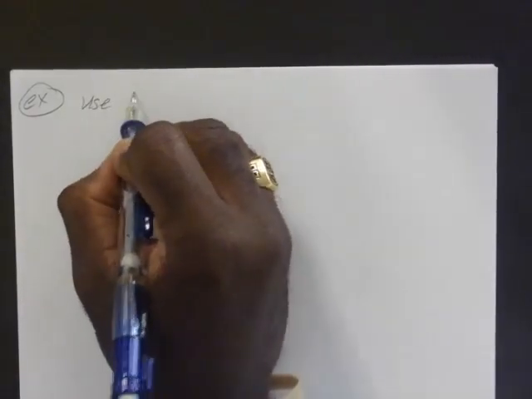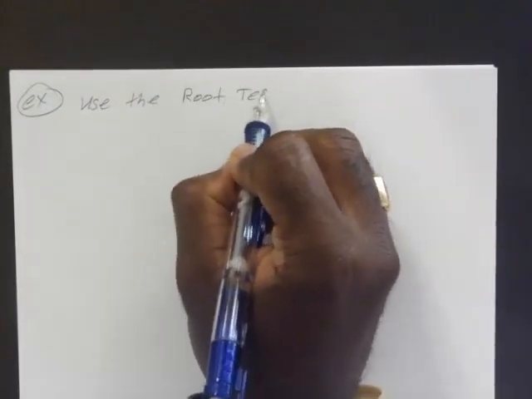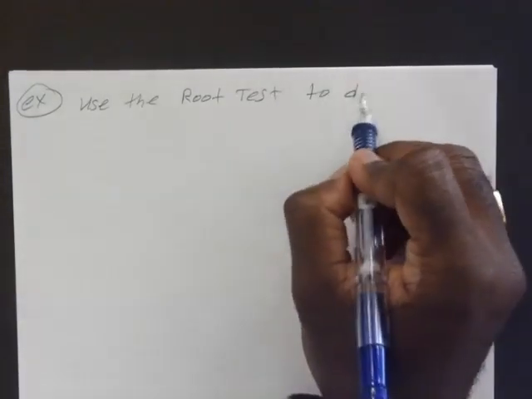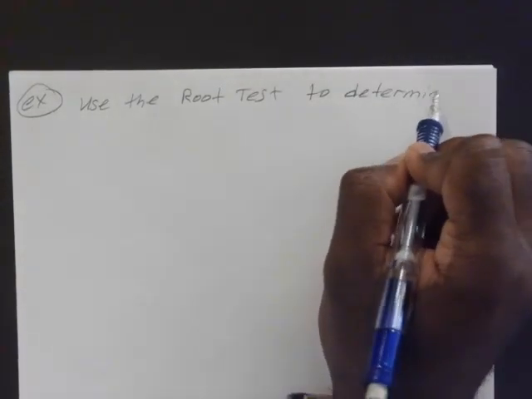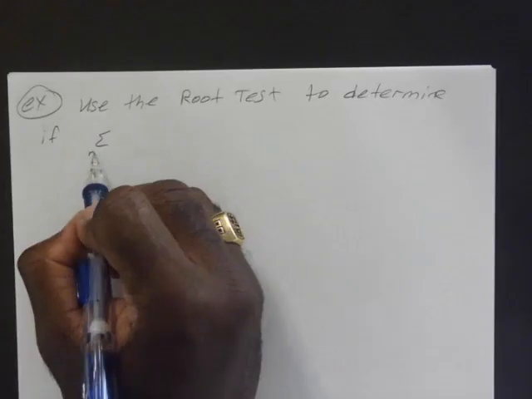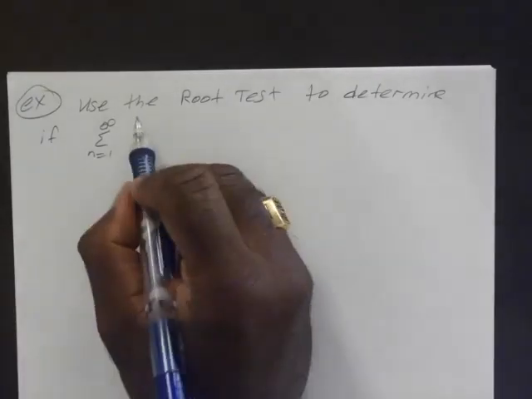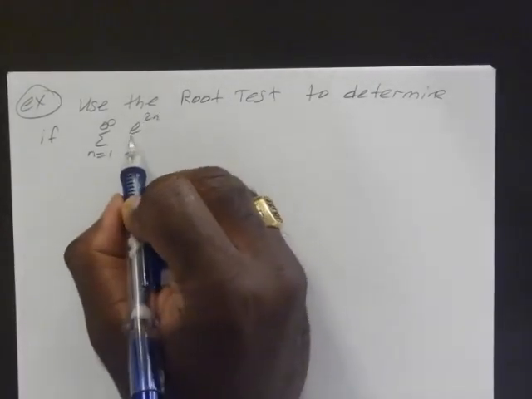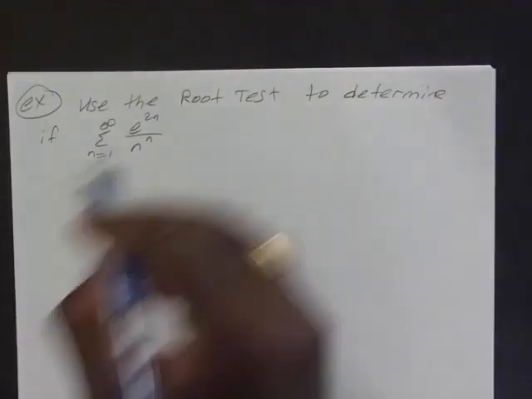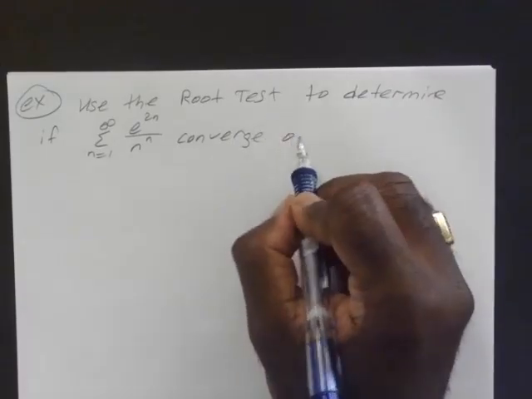So let's say, for example, we want to use the root test to determine if the sum from n equals 1 to infinity of e to the power of 2n divided by n to the power of n converges or diverges.